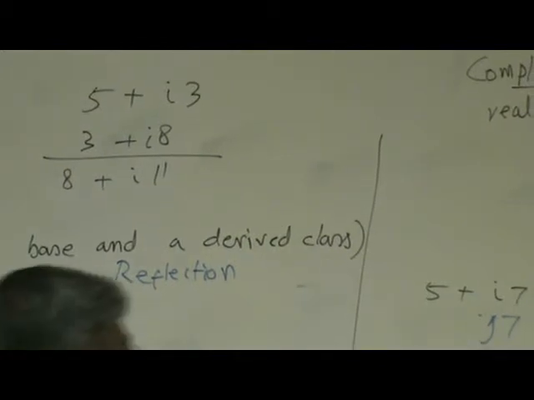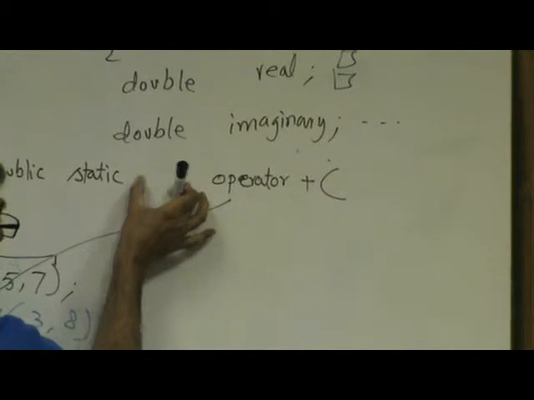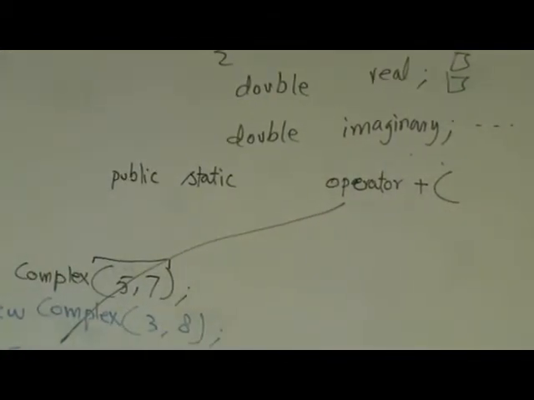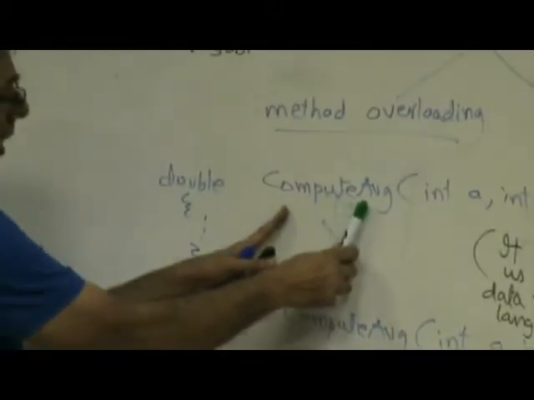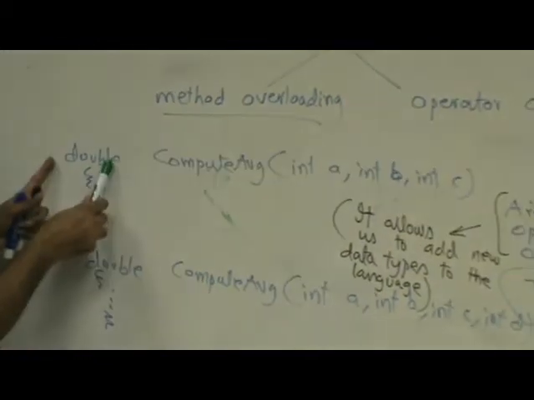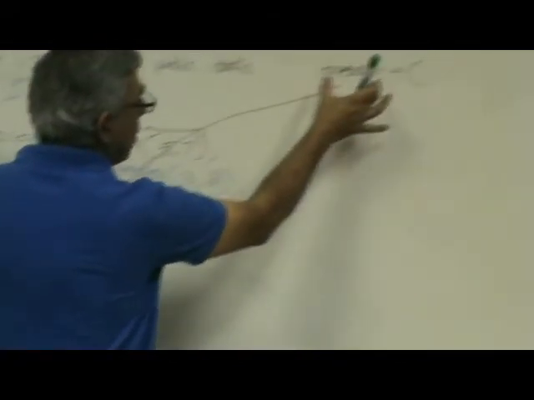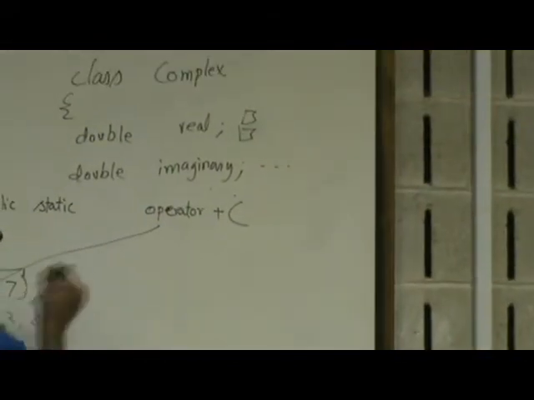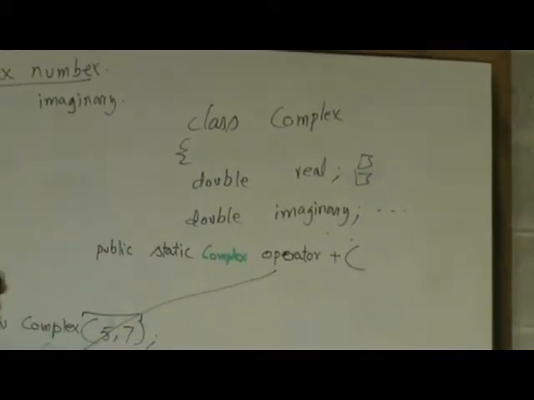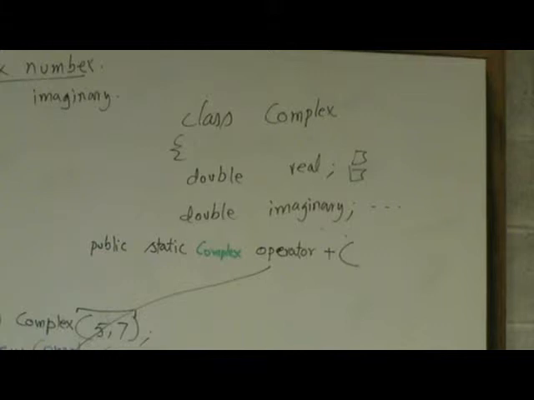So before we write the name of the function, we have to indicate what kind of data we'll be returning, right? Anytime we write a function, for example, if I'm writing compute AVG, right? What does this double mean? That the result will be double coming from this function. So anyway, for operator plus, what will be the result? Complex.